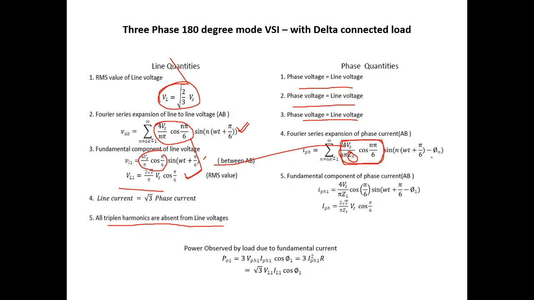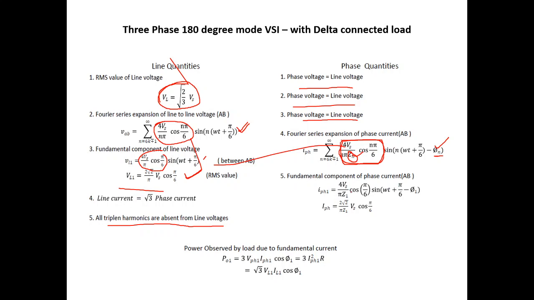Coming to the phase angle, there would definitely be some phase shift, and this phase shift corresponds to the nth harmonic. So find the impedance corresponding to the nth harmonic and find its magnitude, which is equal to Zn, and its phase angle is equal to phi n.